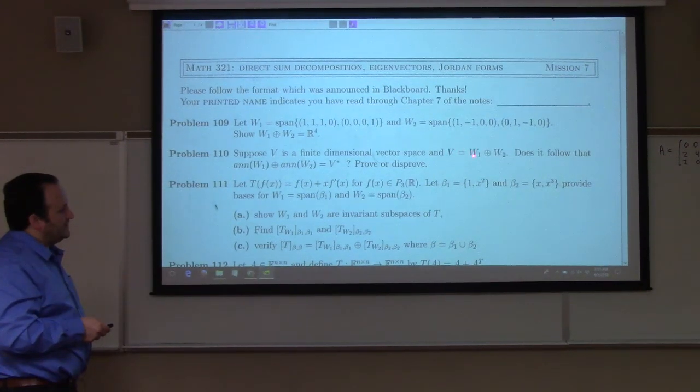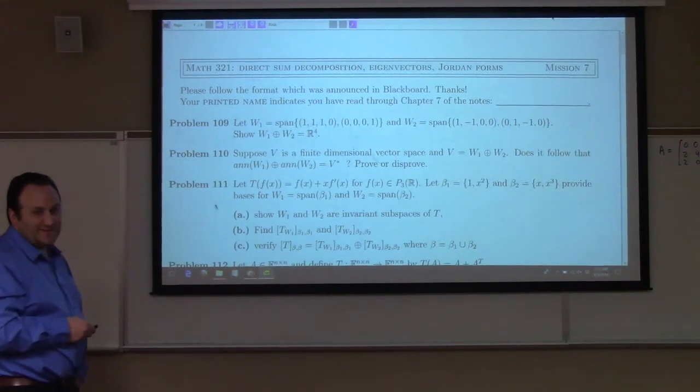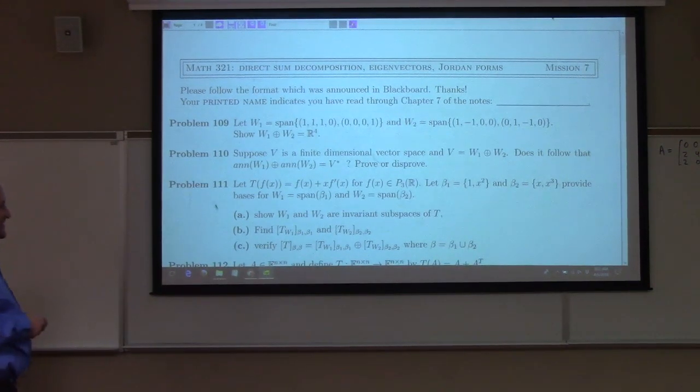Problem 110. V is the direct sum of W1 and W2. Does it follow that the annihilator of W1, direct sum the annihilator of W2, is equal to V dual? Ooh. I don't know. I'm going to let you guys think about that one.